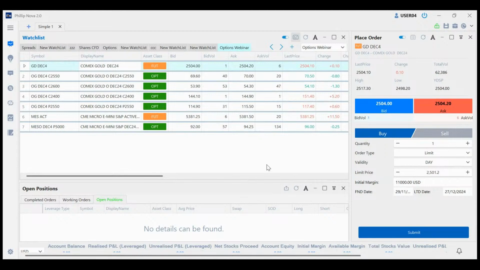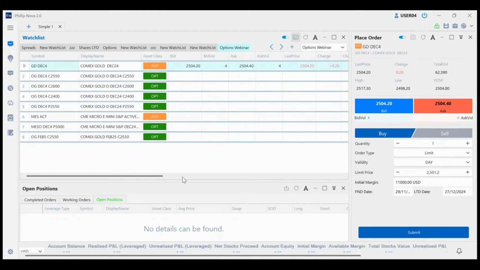So let's say we want to get a February 2025 contract, and you see we have all the different call and put options with different strike prices. And let's say once we have selected a call or put option, let's say we are choosing one near the current market price of about 2,500. Let's say we choose a call option at 2,550. We simply have to double click it, and this option will be included in our watch list.